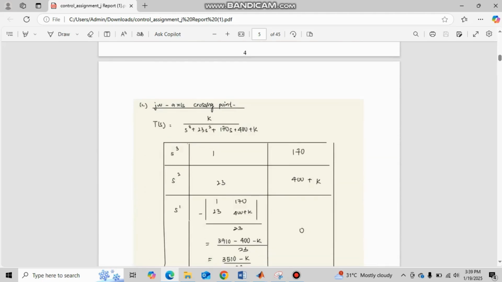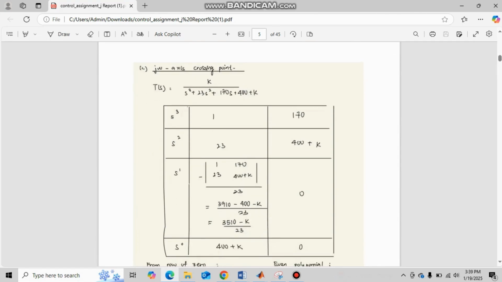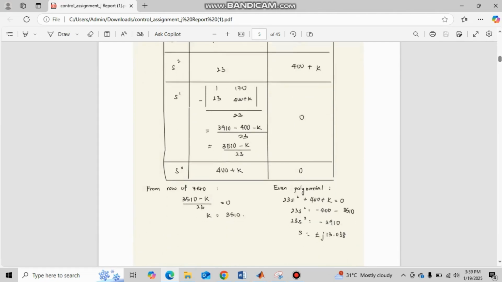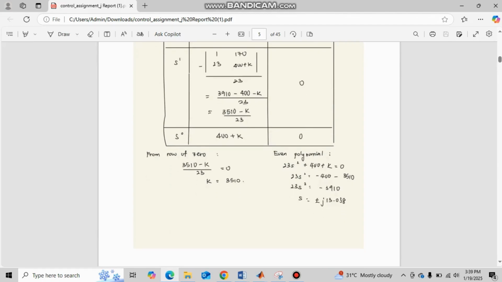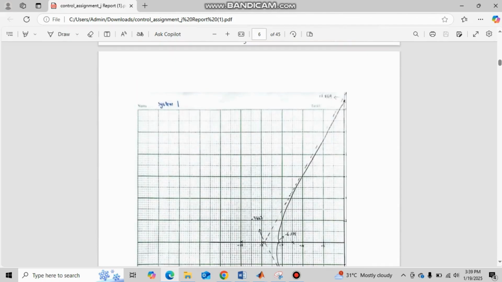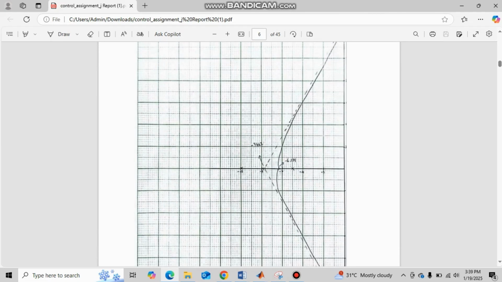Then we proceed to the next part, which is the imaginary axis crossing. This is Ds equals the transfer function. Here we use the Routh-Hurwitz criterion. The condition for a row of zeros helps determine K, which equals 3510. Then we can plot the graph, the Bode plot.